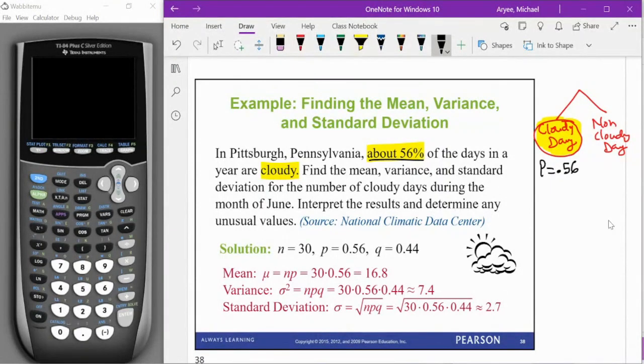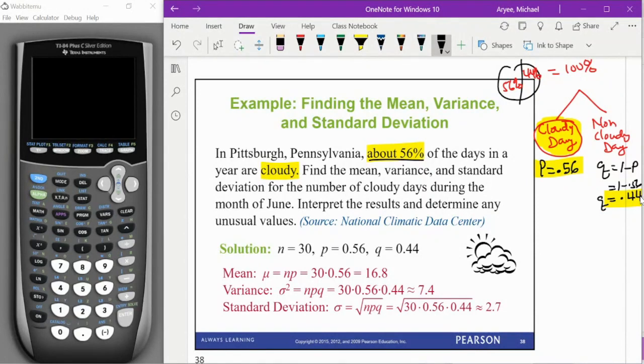We should then know that q, which is the probability of non-cloudy days, will be 1 minus p. So that is 1 minus 0.56, that is 0.44. In other words, if I have a circle and I break it into two, and one portion is 56%, the other portion should be 44% in order to give you 100, right? The whole circle is 100%. Okay, so we have our p and we have our q.